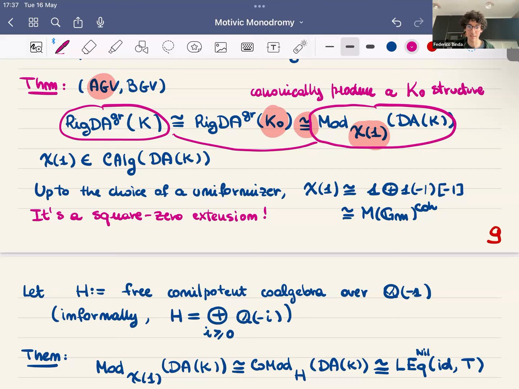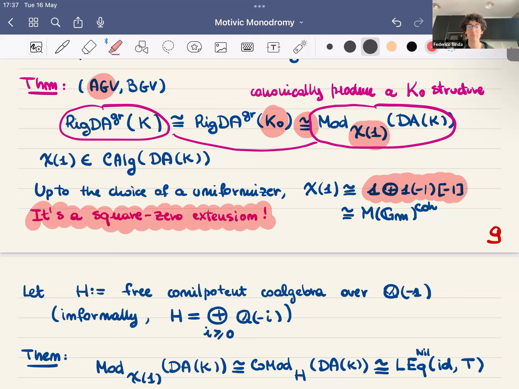Now this chi of one is actually not mysterious at all. If you choose a uniformizer of your field, this splits, not as an algebra but only as an object, as 1 plus 1(-1) plus 1(-1)[-1]. So it's a cohomological motive of G_m. And as an algebra, it is actually a square zero extension.